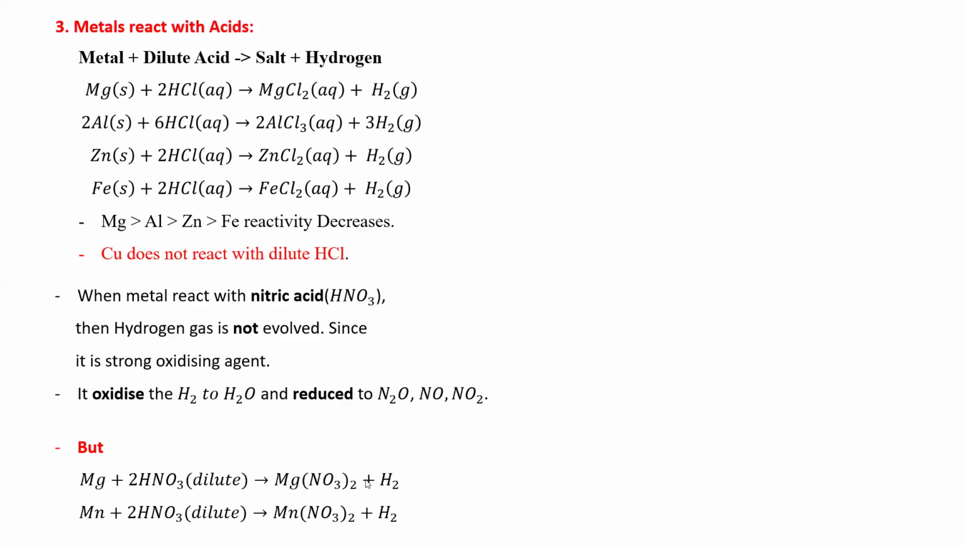Next, whenever we have an exception, that is very important. Magnesium and manganese are going to react with dilute nitric acid and produce hydrogen gas. So in both situations we have hydrogen gas also. So what is the exception? Manganese and magnesium, these two.